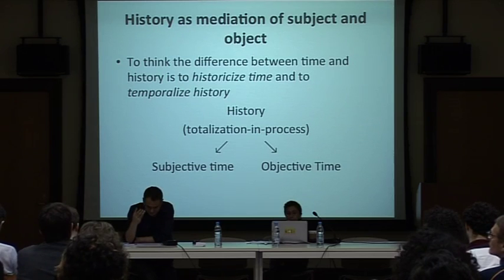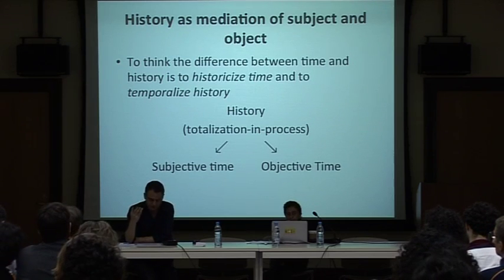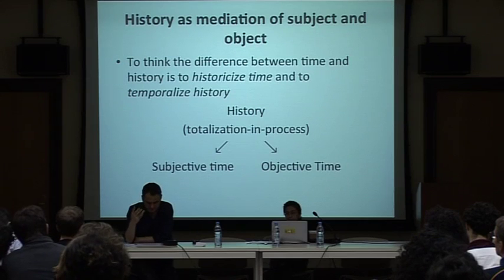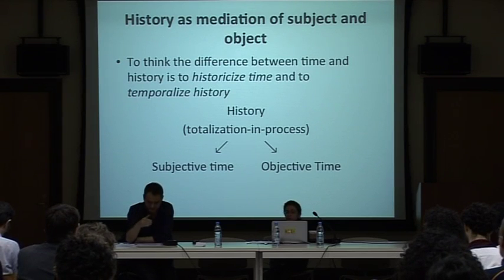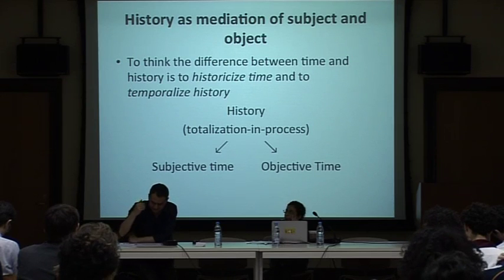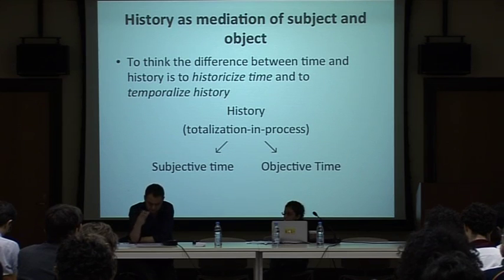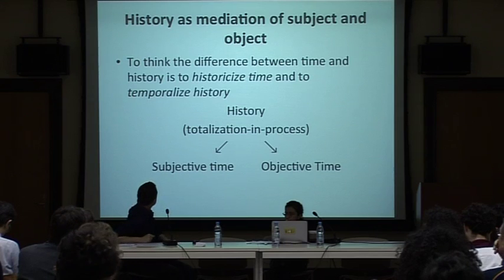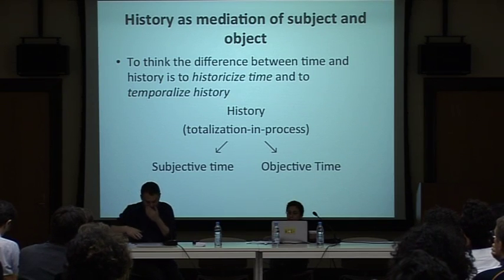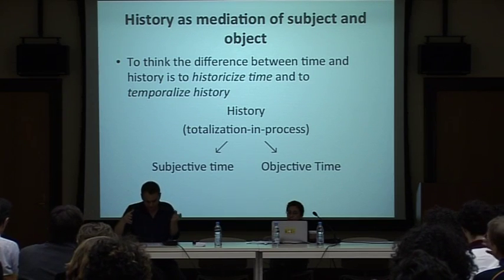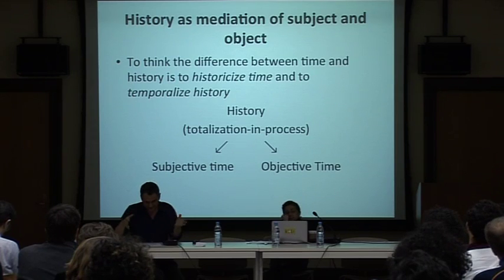History becomes the mediation and process through which both subjectivization and objectivization become possible. It mediates the transition from the pre-experiential to the experiential, from objectivity to subjectivity, just as it mediates the eruption of the impersonal into the personal, and the reinsertion of the personal within the impersonal. So that's how Jameson re-articulates the triad with which we began. History as totalization in process is the condition for both subjective time and objective time.